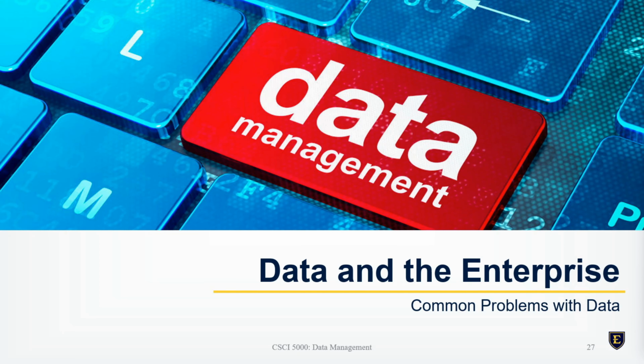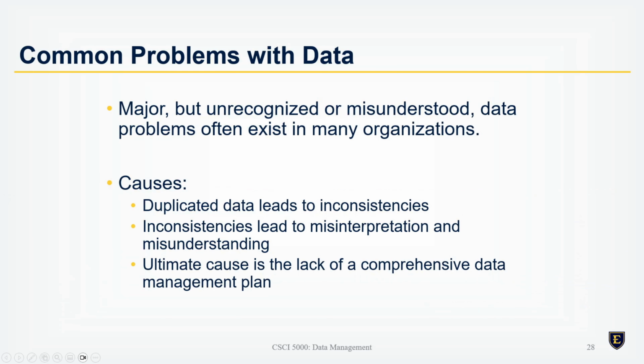So we know that our goal is to have data that is of the highest quality, but there are problems with data that sometimes prevent the data from being of that high quality. Common problems with data certainly exist, and there are sometimes major problems that exist across many different organizations. Many times those major problems are unrecognized or misunderstood. There are several causes of bad data or data problems.